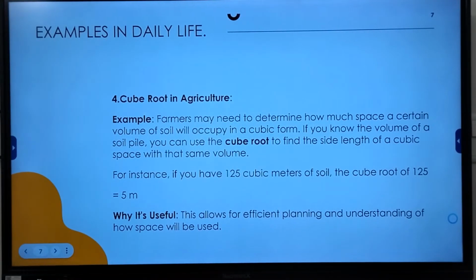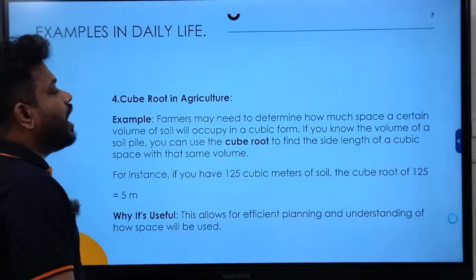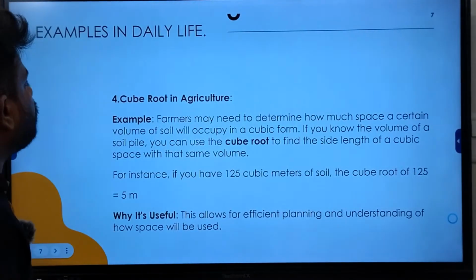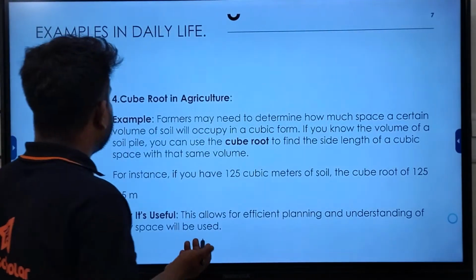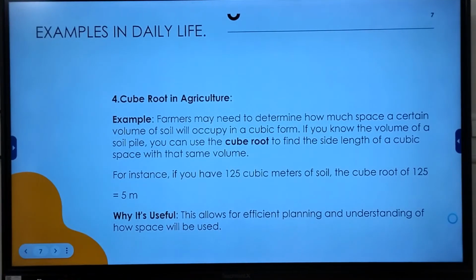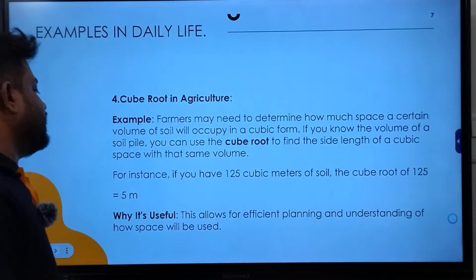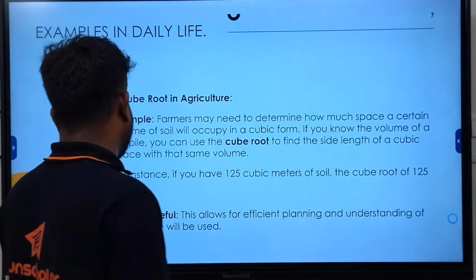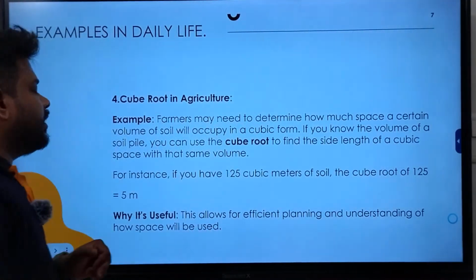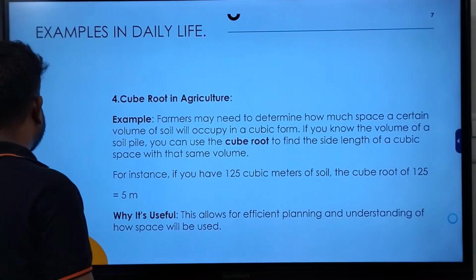Next, cube root in agriculture. For example, farmers may need to determine how much space a certain volume of soil will occupy in a cubic form. If you know the volume of a soil pile, you can use the cube root to find the side length of a cubic space with that same volume. For instance, if you have 125 cubic meters of soil, the cube root of 125 will be 5 meters.